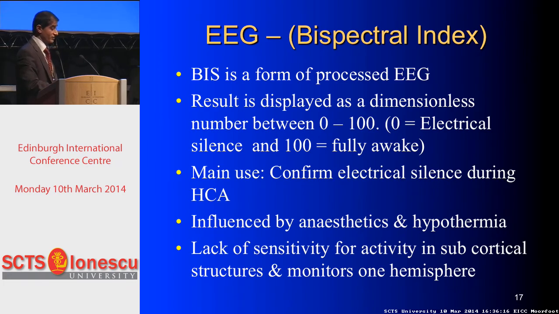And we don't have the facility for that, so we just use a BIS, which would basically process the frequency and the amplitude of EEG signals and display it in a simple number, usually a number between 0 to 100, where 0 equates with complete electrical silence in the brain and 100 equates to being fully awake. So the main use is to confirm electrical silence during circulatory rest.